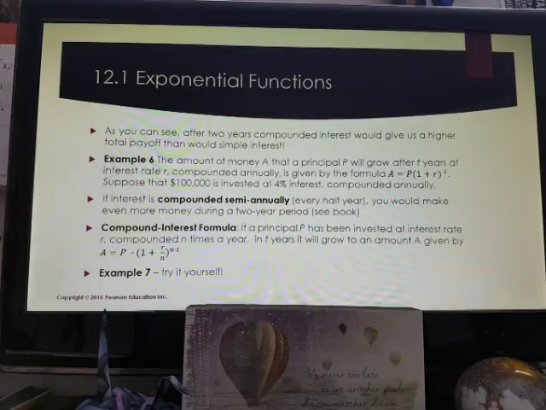We've created a formula called the compound interest formula. It can be used for any time length of compounding and any time length of investment. So if a principal P has been invested at interest rate R and it is compounded N times a year in T years, so in T amount of years, it will grow to an amount A given by A equals P times (1 plus R over N) all to the N times T. So you not only have to put the N value in there in the brackets, you also have to put it into your exponent as well.